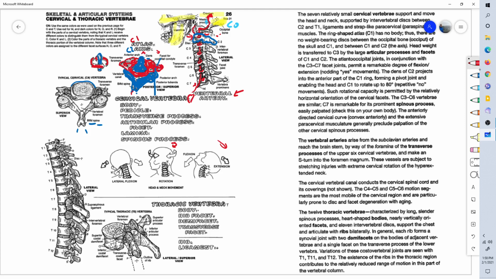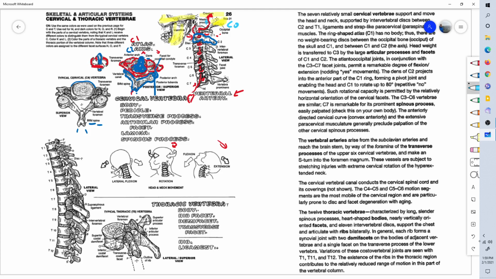So like I said, it forms sort of a pivot point. There's actually a ligament that keeps it on there called the transverse ligament that holds it in there and allows it to act as sort of a pivot point to rotate around back and forth. In truth, a lot of rotatory motion does occur around C1 and C2 between the atlas and the axis.